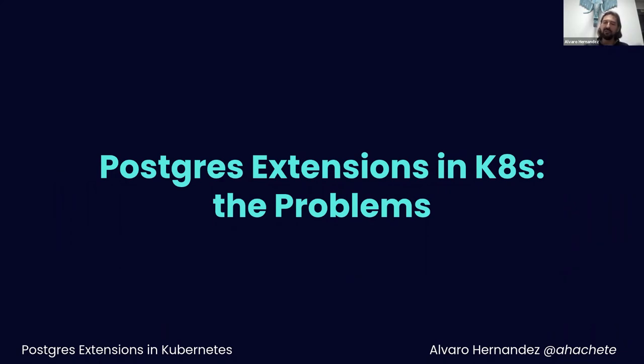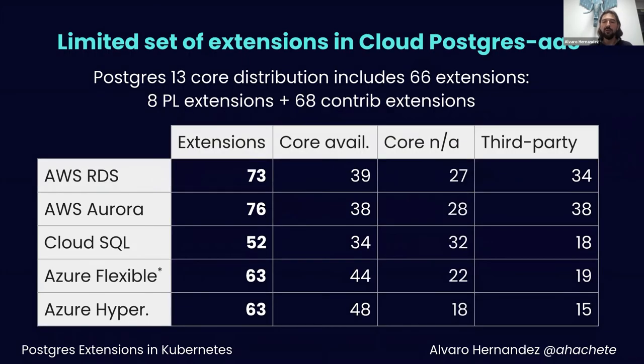Now let's look at extensions specifically in Kubernetes and what problems come when trying to bring all these extensions into Kubernetes. Just before doing that, let's have a look at what is the available set of extensions on cloud-managed offerings. So if we look at Postgres, Postgres basically includes 76 extensions. There's a small typo there in the slide. 8 procedural language extensions, which are procedural languages for creating functions and procedures, and 68 so-called contrib extensions. They all come with the Postgres source code package. So a total of 76.